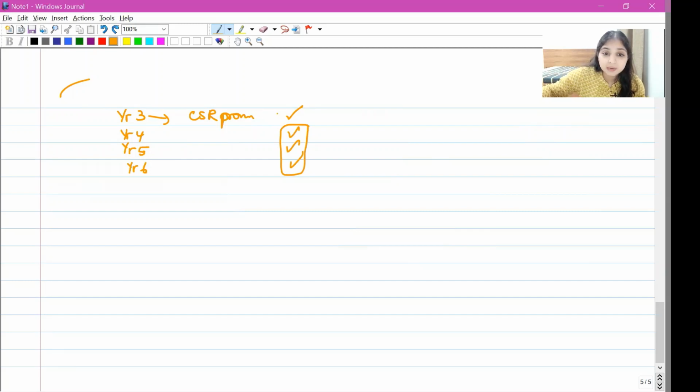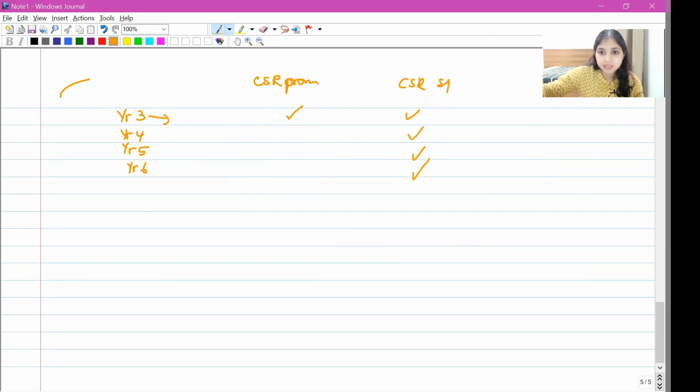Year 3, CSR provisions are fulfilled. Because CSR provisions are fulfilled, CSR you have to follow. You have to spend that money on CSR. 2% of average net profit of 3 years, you will have to spend. The CSR spending will be mandatory. Once CSR provisions are fulfilled, next 3 years also you will have to follow. Okay, year 4, let's say CSR provisions were fulfilled. Again, CSR provisions are fulfilled.